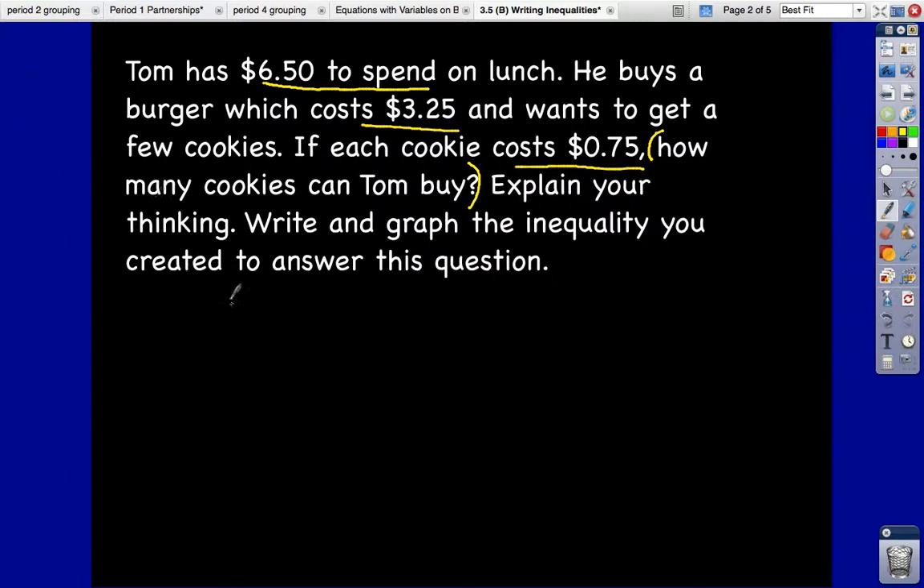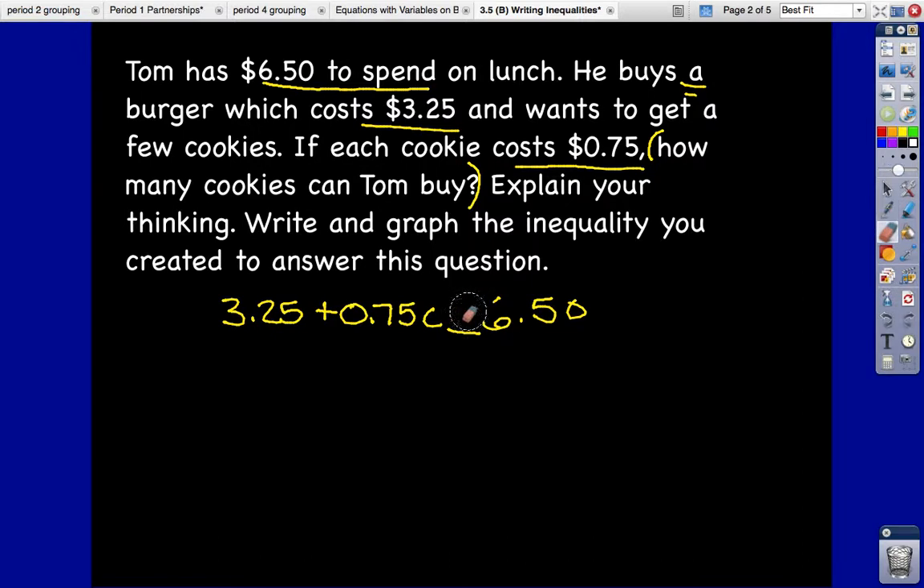So if Tom has $6.50 to spend, whoops, my marker's doing some weird stuff. Okay, if he has $6.50, I want you to imagine this. He wants to go buy some food, right? He buys a burger, which costs just one burger. Notice the word A, just one burger. So he has a one-time expense of $3.25. But then he wants to get a few cookies. We don't know how many cookies he wants to get, but we know that each of those cookies costs 75 cents. So I'm going to write something here, and I just want to talk about it for a second. All right, I've just written an inequality.